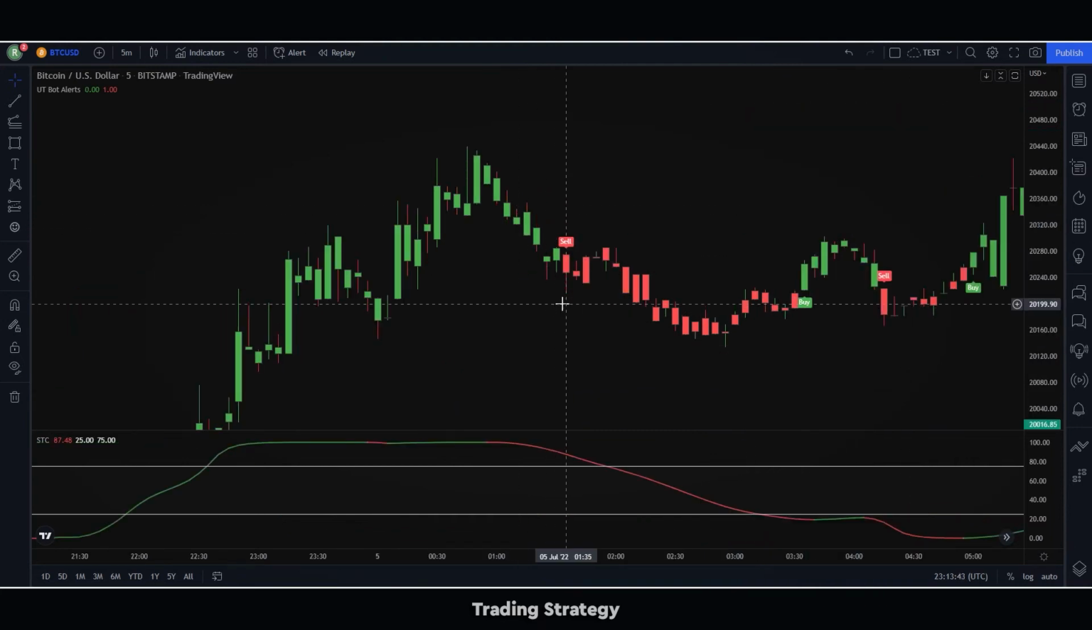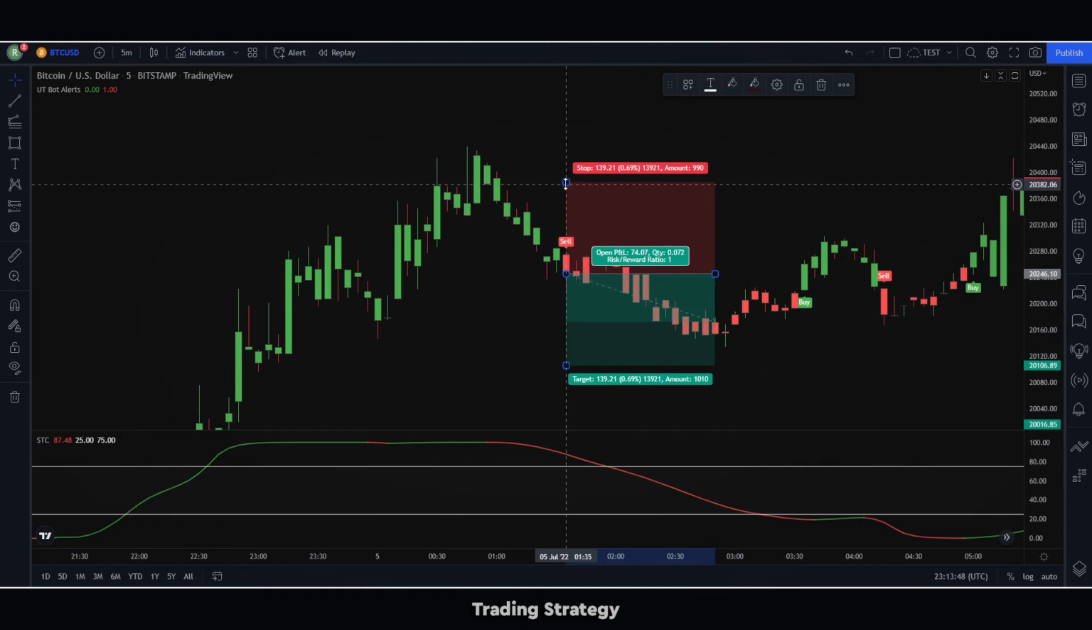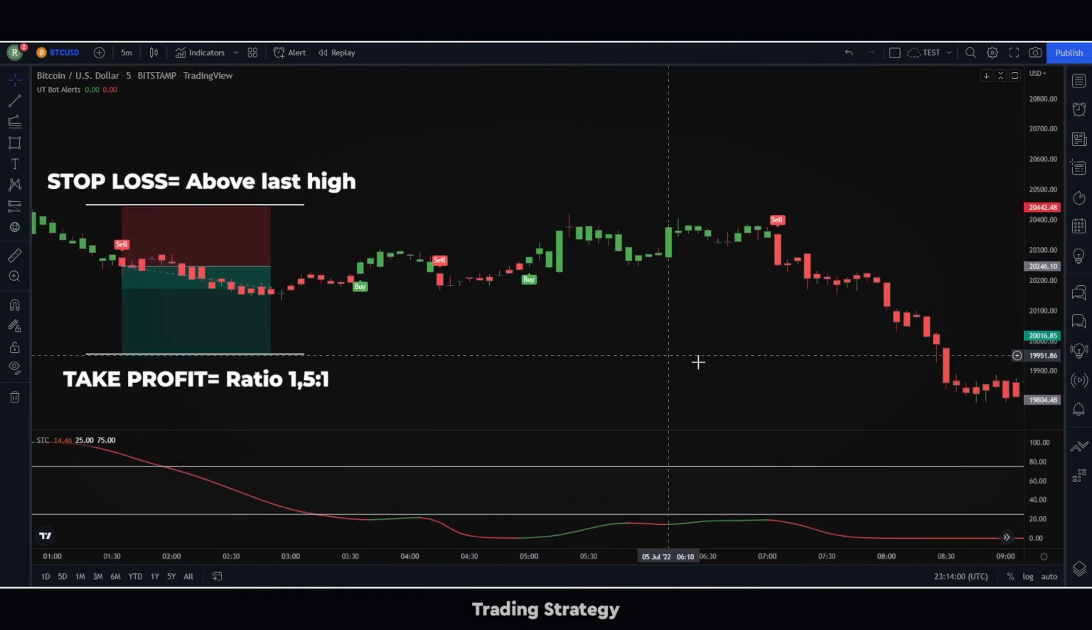In the case of carrying out a sell operation, we will wait for the STC to be red and above the 75 level. If this is true, we will wait for the bot alert to indicate the sell signal to carry out the operation. We will place our stop loss above the last high and our take profit with a minimum ratio of 1.5 to 1, that is, 1.5 times our stop loss.